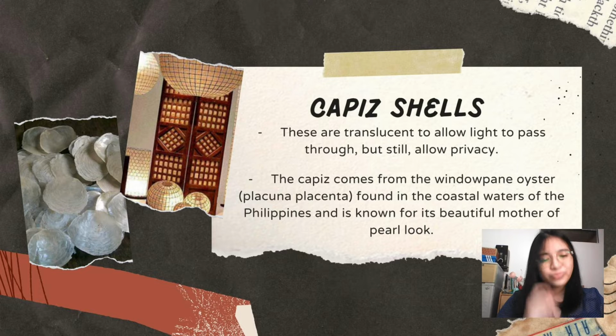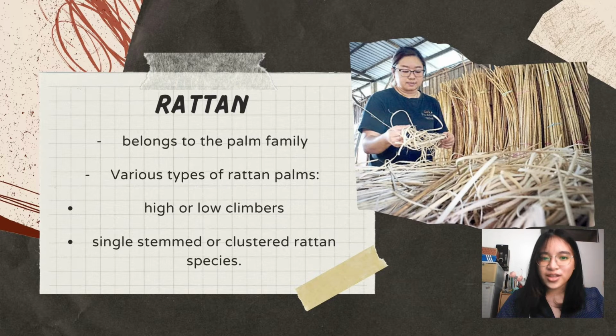Next slide, please. So, rattan. Rattans are naturally found in the Philippine dipterocarp forests and are distributed throughout the country. It belongs to the palm family. There are two types of rattan palm, high or low climbers and single-stemmed or clustered rattan. Rattans are locally used for crafting mats, baskets, fish traps, dyes, and medicines.